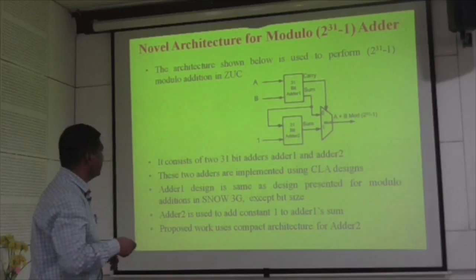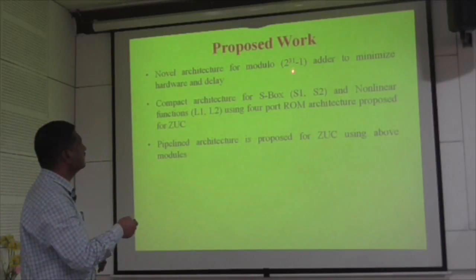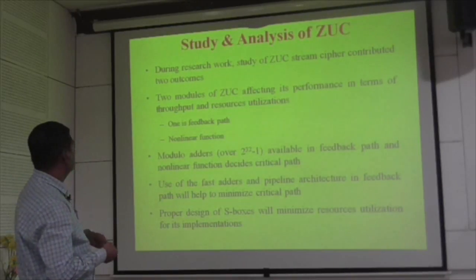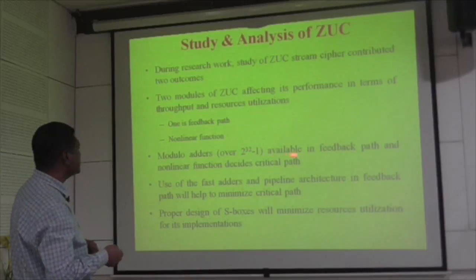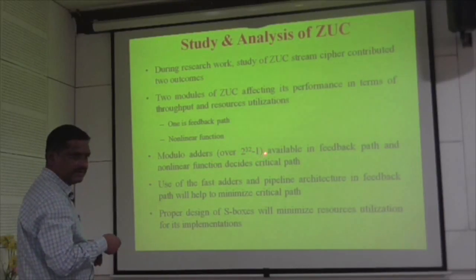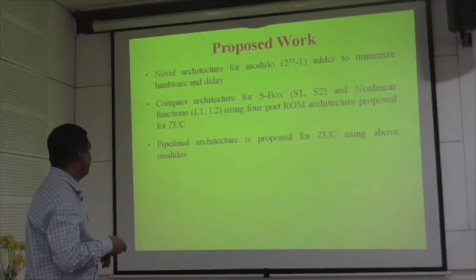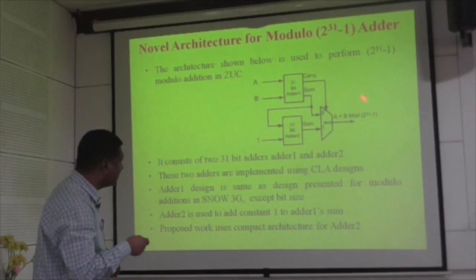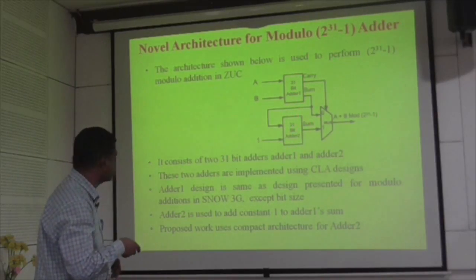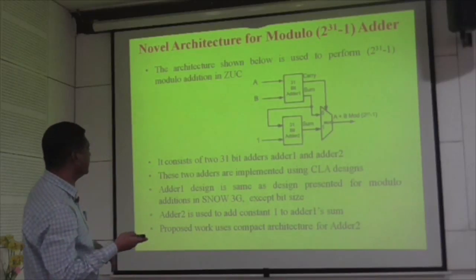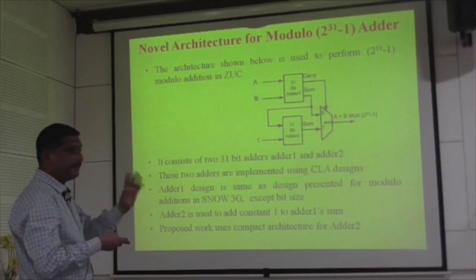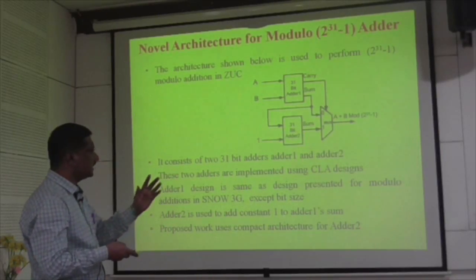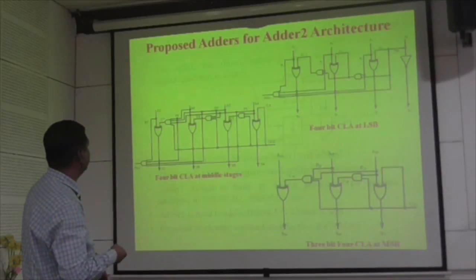Sorry, this is 31. Now in this case, the 2 raised to power 31 minus 1 adder implementation requires two 31-bit adders. That's why the total adders available in the feedback path are 10, plus 2 adders in the FSM, so a total of 12 adders are available in this design.